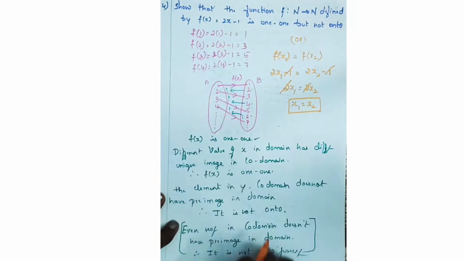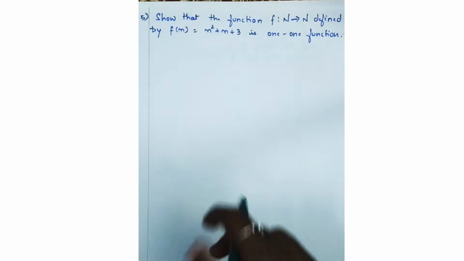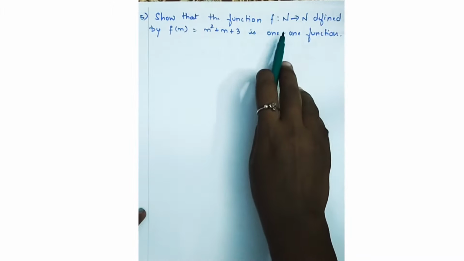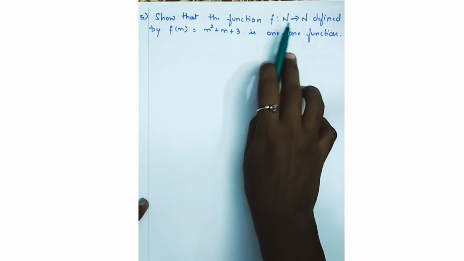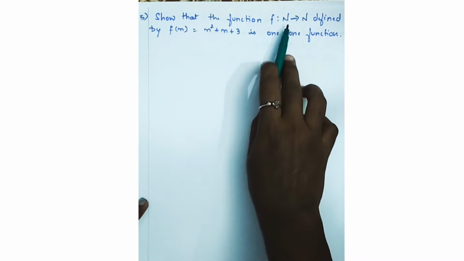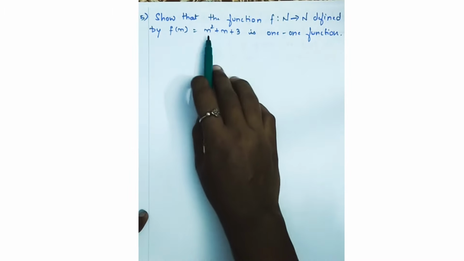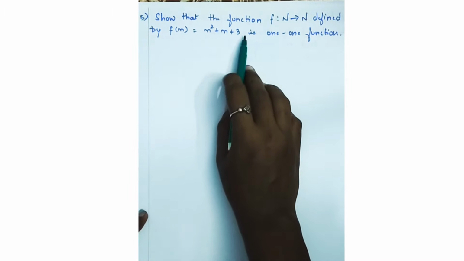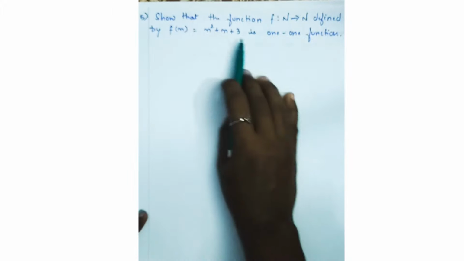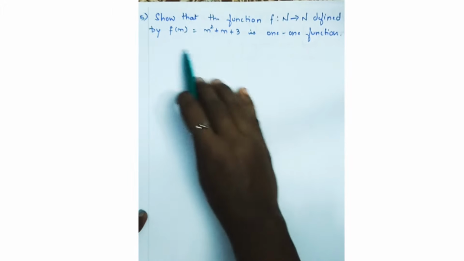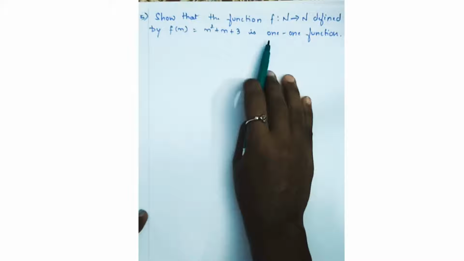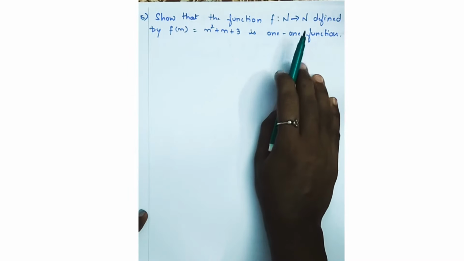Fine, now we'll see the fifth sum. Show that the function f from N to N, where N means natural numbers, defined by f of m is equal to m square plus m plus 3, is a 1-1 function. Whether this f of m is a 1-1 function or not, that's what you have to prove.